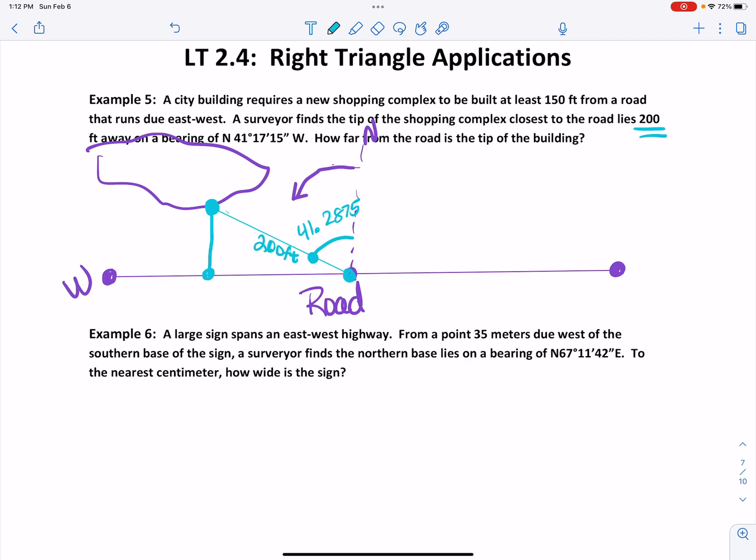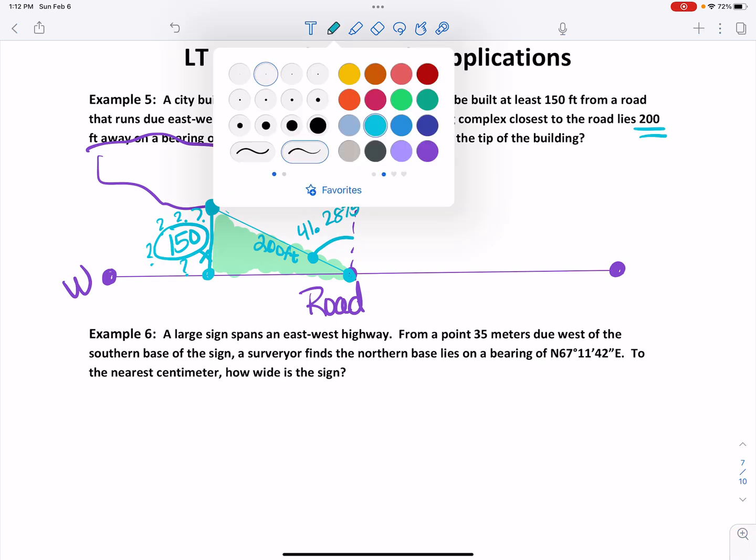So I'm looking at this triangle, and for me to keep my job, this side right here cannot be more than 150. I don't know what it is right now, so I'll put a bunch of question marks. Okay. If it comes out as 150, I'm good. If it doesn't, I'm in big trouble.